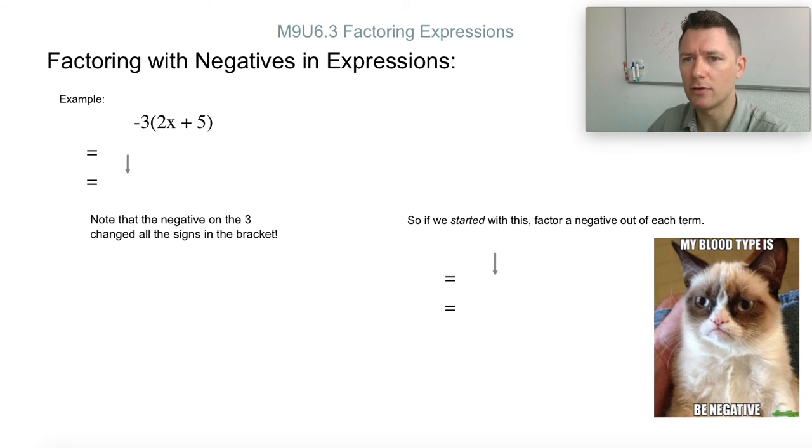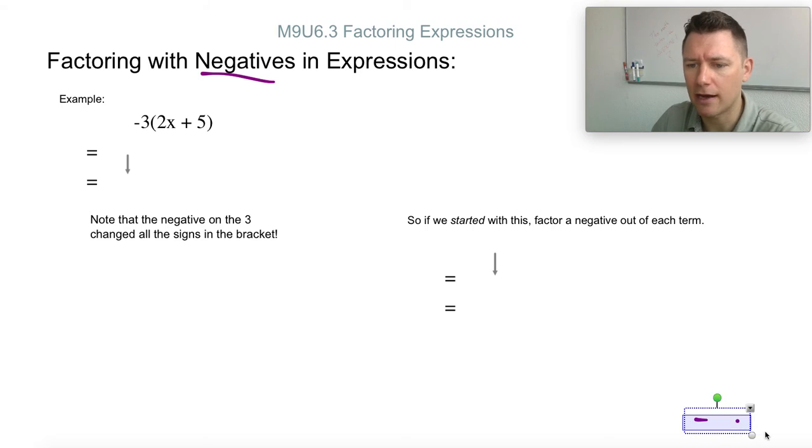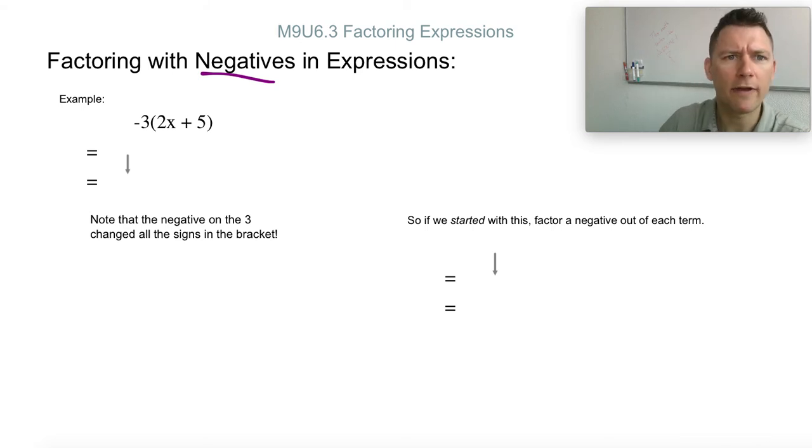All of the other little nuances apply, like negatives, right? My blood type is B negative. Get it? So try the same thing with negatives, and let's get the cat out of the way so it doesn't get in our face.